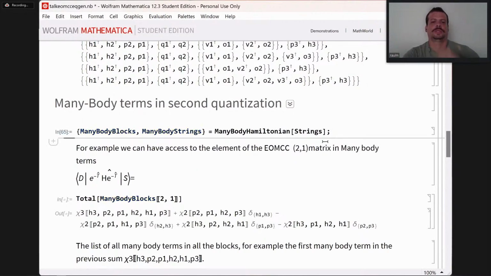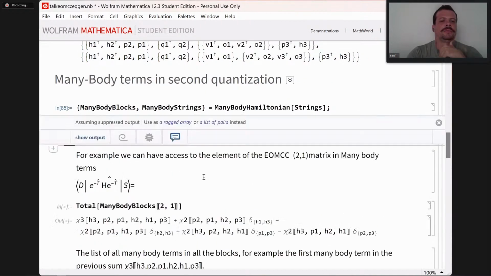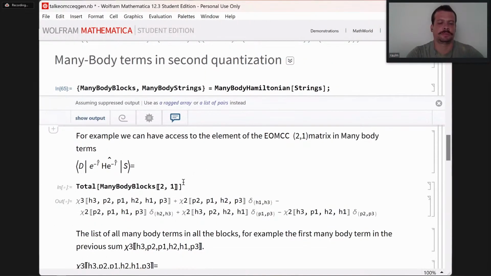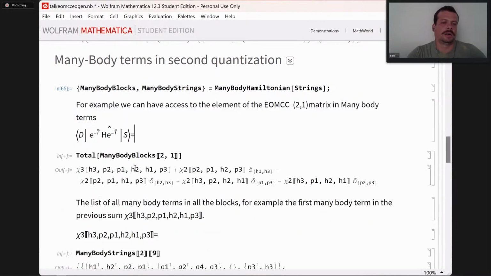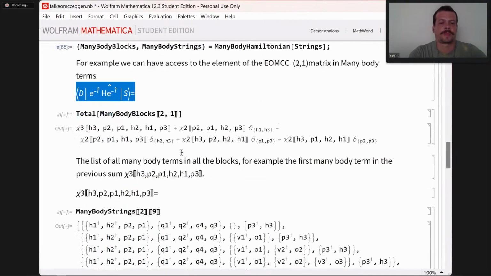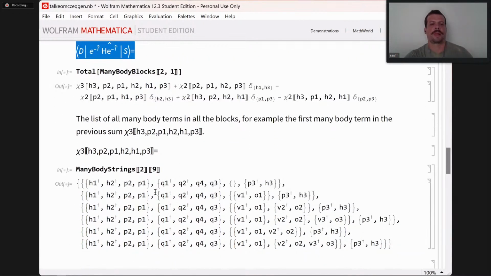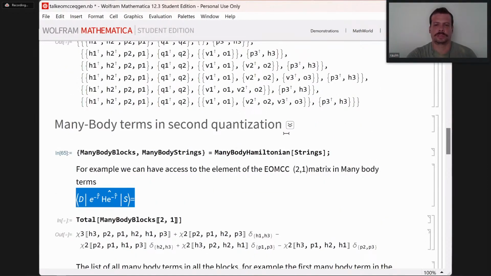So I just need to run that. And yeah, what I'm doing here is, this expression in terms of these many body terms will be the following, and it's a total because I have everything stored in a list. And we also obtain the many body strings that are those many body terms, but in second quantized form. And I will close that.